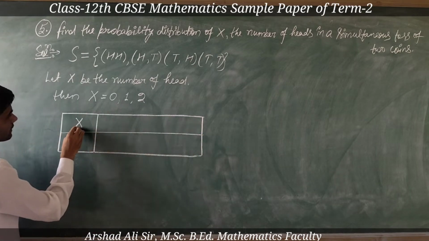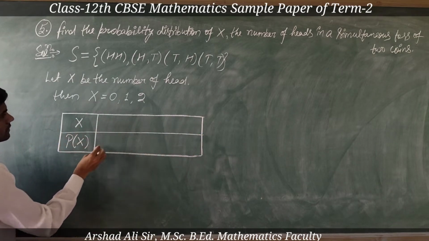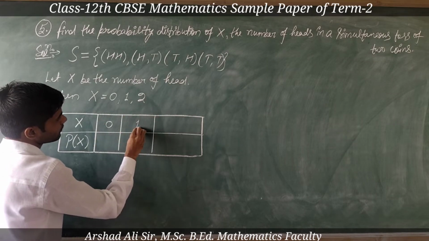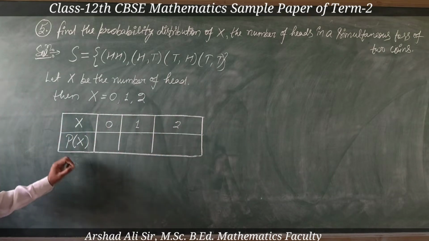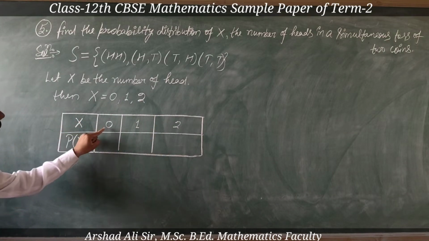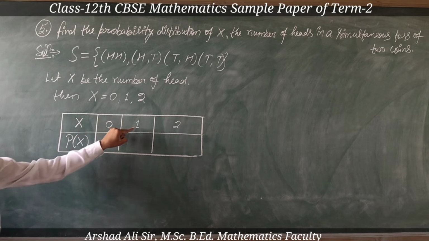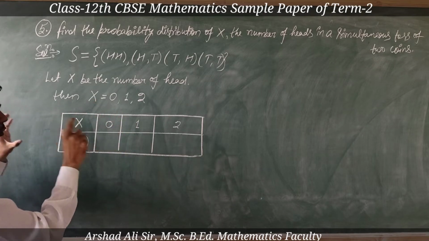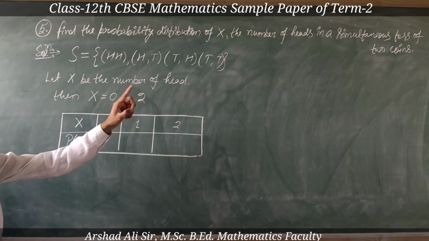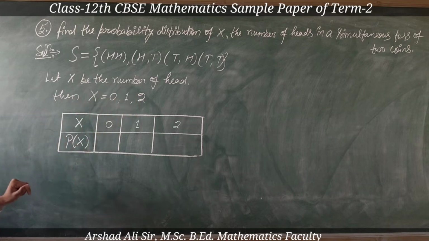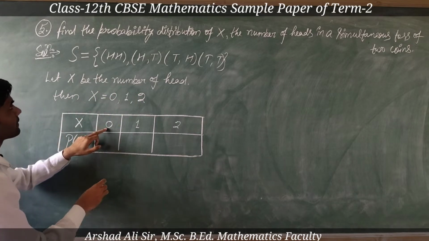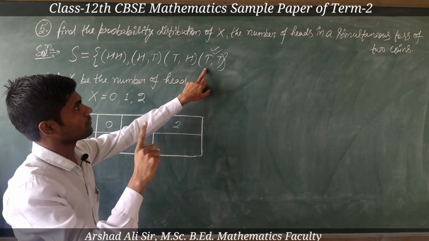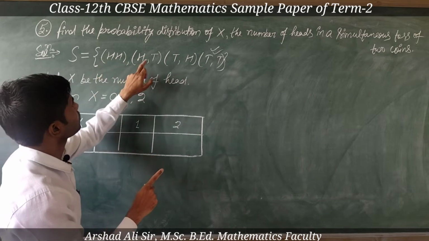Here we can write X and here probability of X. We can get 0 heads, 1 head, 2 heads. Now we have to fill in the probability of 0 heads, probability of 1 head and probability of 2 heads. It is the distribution table of probability to get heads in simultaneous 2 tosses of a coin. So we can write 0 heads. 0 heads means TT. It is only one outcome out of these 4 outcomes, 1, 2, 3, 4.